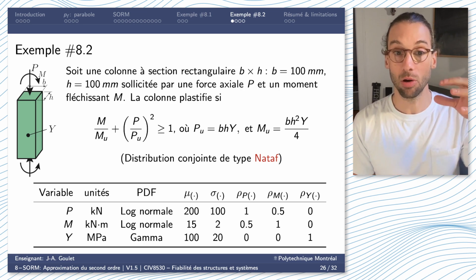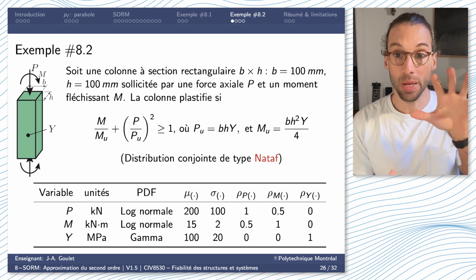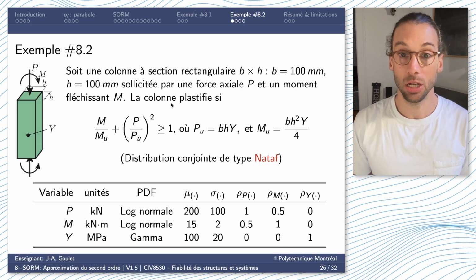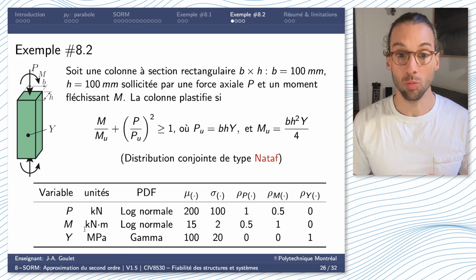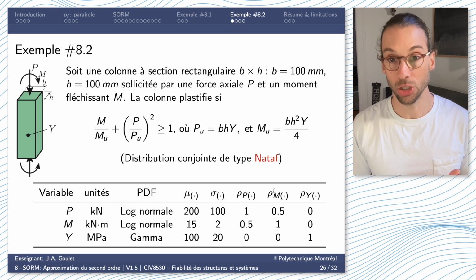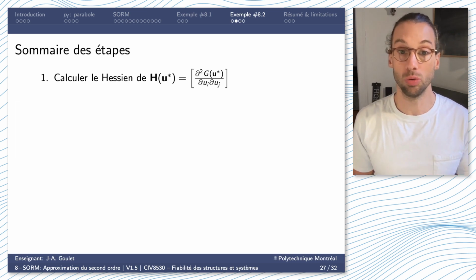So we now have a column subject to a compressive force P and a bending moment M, and that has a yield stress of Y. Those 3 are represented by random variables, P and M by lognormal, Y by gamma. We have some correlations. We're going to use a Nataf distribution that we've covered in module 3 in order to model that joint distribution between those 3 variables. And now we're going to see the need for our second transformation.